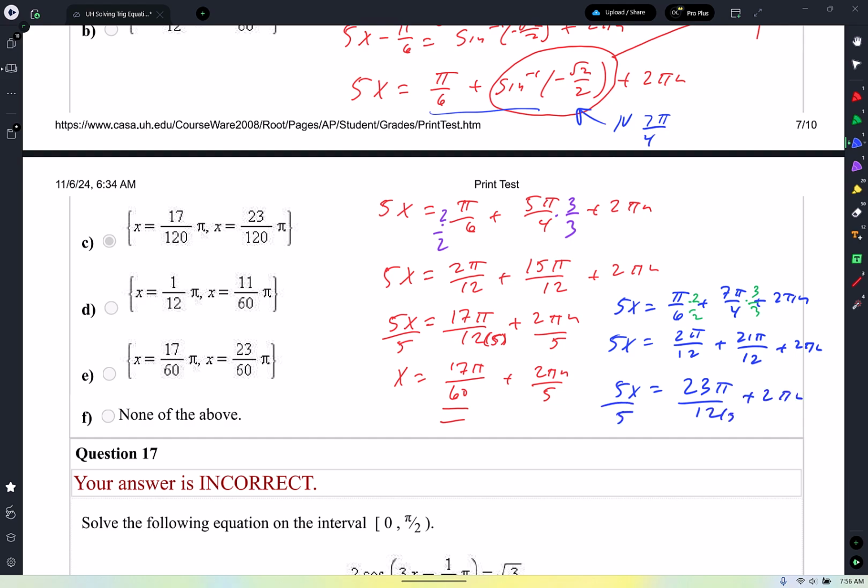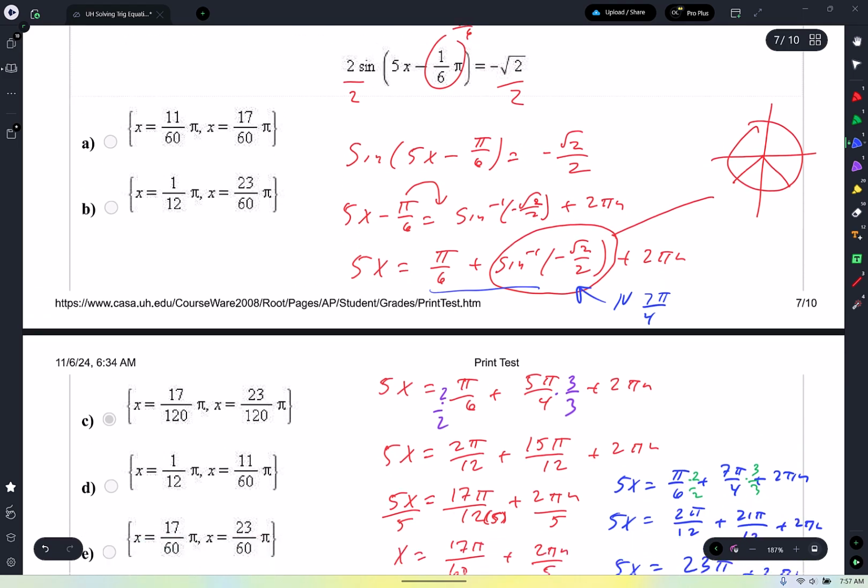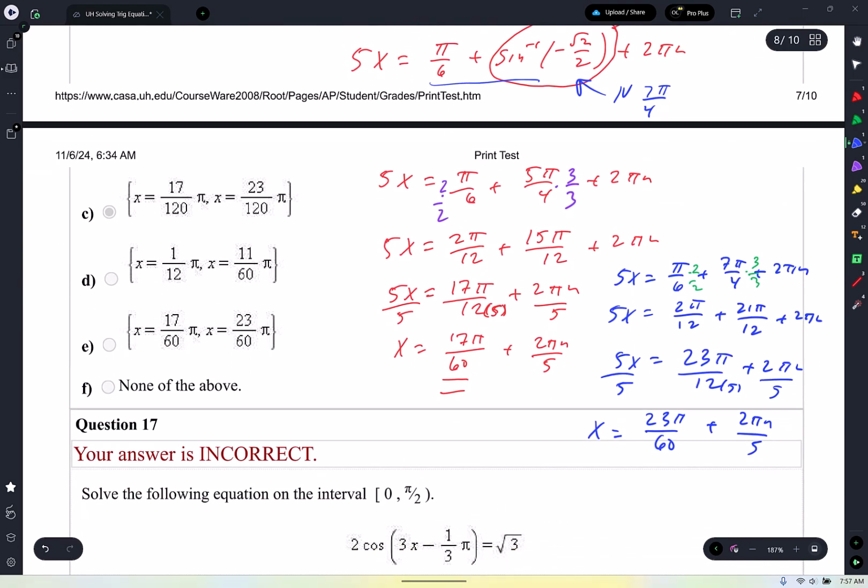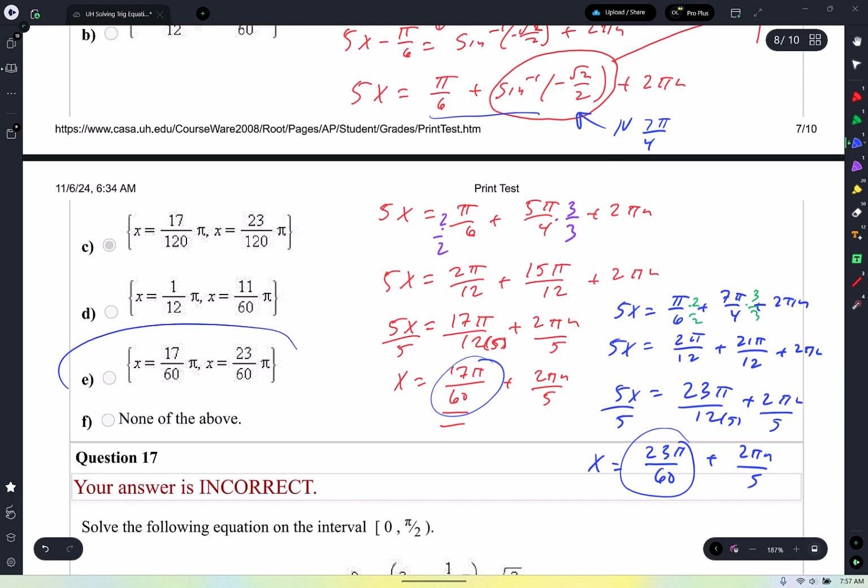Divide by 5, divide by 5, divide by 5. X equals 23 pi over 60 plus 2 pi n over 5. And my domain is between 0 and pi over 2. So that means it's just going to be the 17 pi over 60 and the 23 pi over 60. So there it is.